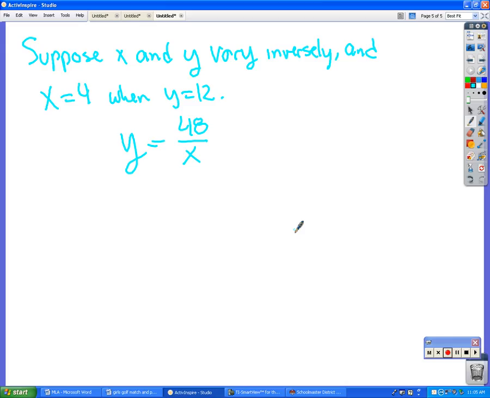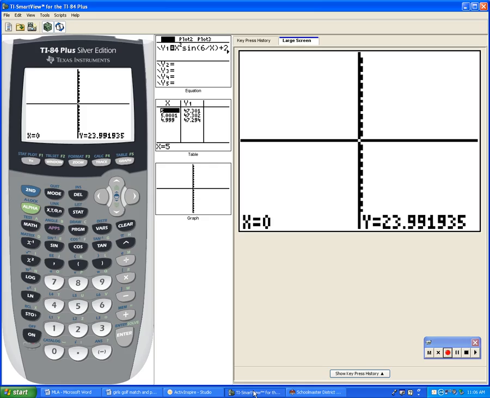Because when they vary inversely, you multiply them together. What some of you were doing was, if it said directly, then you would say y equals 3 times x. 3 times 4 is 12. But it said that they vary inversely, so that means you have to multiply them together. Okay, quick look at what the graphs look like.